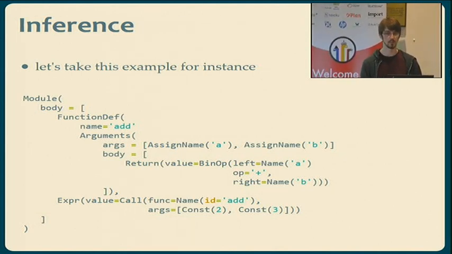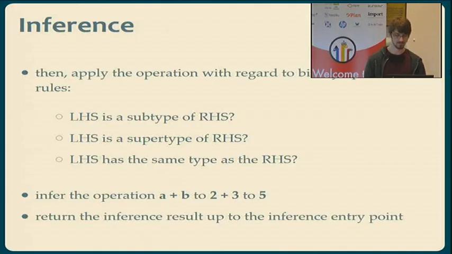We'll try to infer the name A, which will be the first argument, which is 2. Second, we'll try to infer the name B, which will be the second argument, which is 3. And then we do some other checks before applying the binary operator. First, we'll check to see if the left-hand side of the operation is a subtype of the right-hand side, or a supertype, or they are the same type, because for almost every situation in this example, there are going to be different rules for the operation.